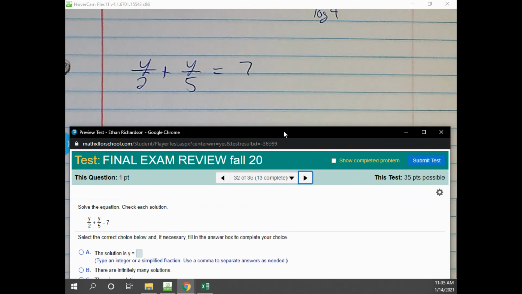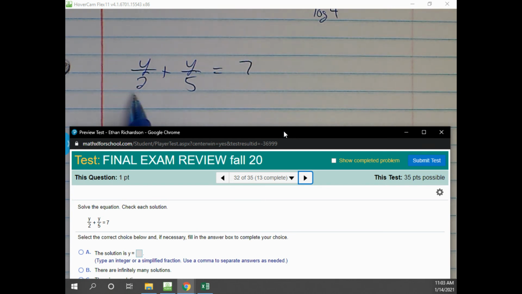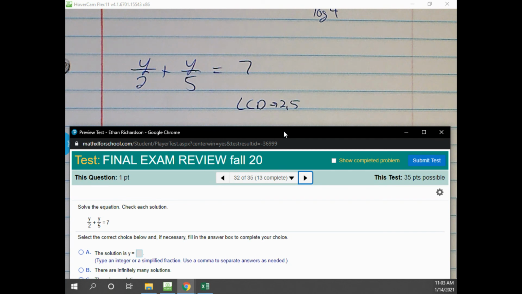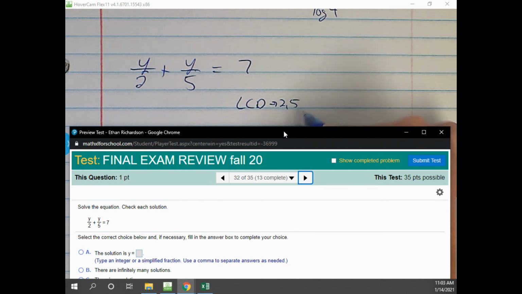Because everybody loves fractions, right? No, nobody likes fractions. Fractions don't get any love. So here's what we're going to do. The easy thing on this one is we're going to get rid of the fractions. If it's 2 and 5, just find the least common denominator of 2 and 5. As long as the numbers are small, the easiest thing to do is just multiply those two numbers together. So the least common denominator is 10.